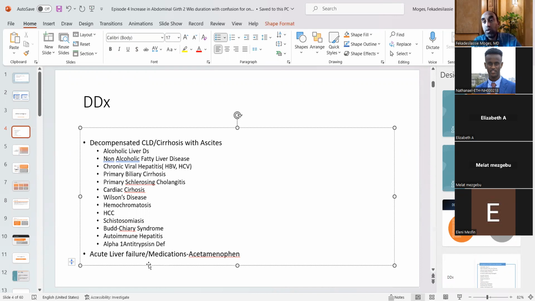So this patient, we don't know whether this particular patient has these illnesses in the background and then eventually develops cirrhosis and eventually becomes decompensated, resulting in worsening ascites, and that leads to an increase in the abdominal girth over a period of 2 weeks. So that's one possibility. So what other conditions can result in increase in abdominal girth?